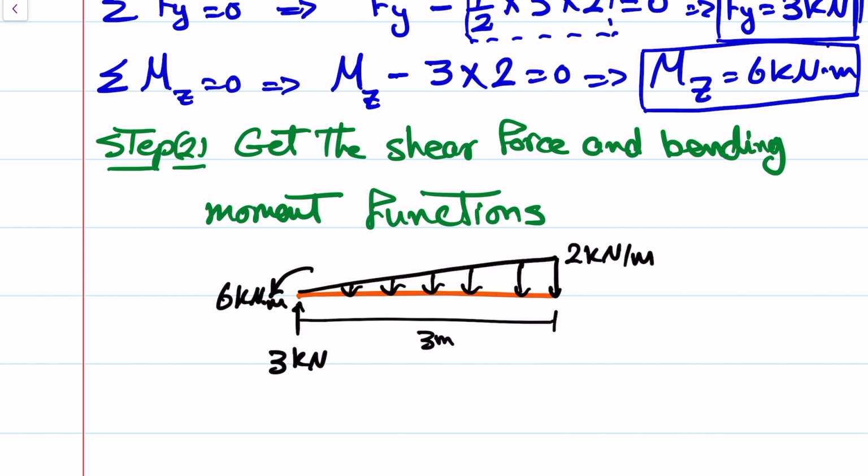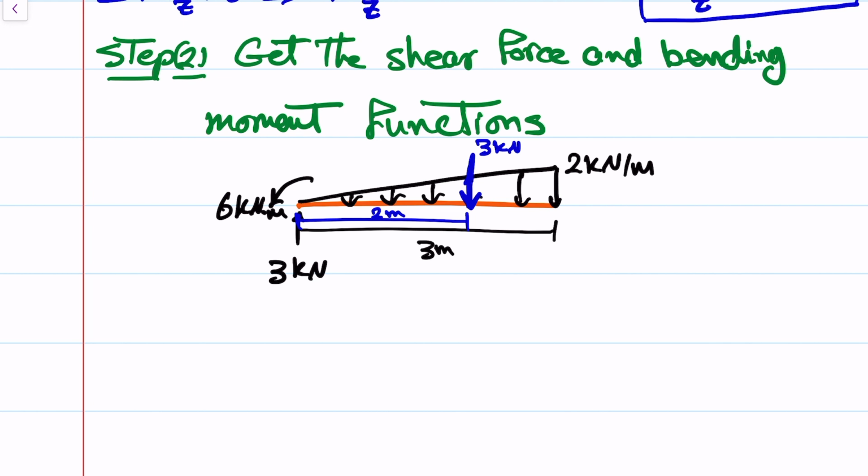And then we got the point load equivalent to this distributed load right here as 3 kilonewton acting at this point at a distance of 2, right? Okay. To find the shear force and bending moment functions, we will do a cut. Let's do the cut right here, anywhere between the starting and ending point.